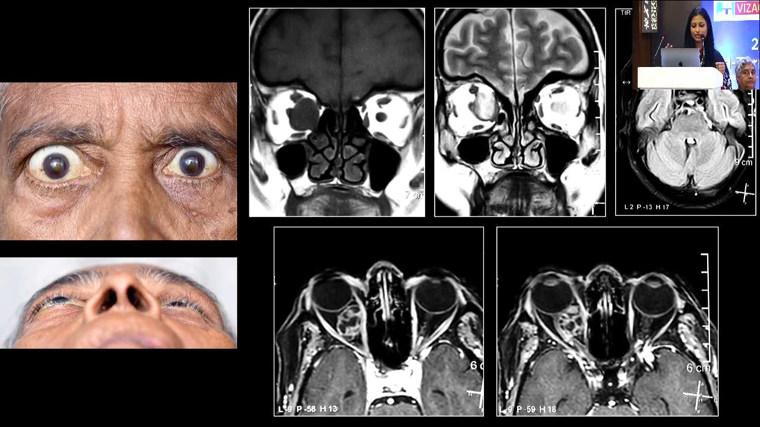information. Of course, we can see right at the outset that this is a large, well-defined intraconal lesion which is pushing the optic nerve laterally, and we can immediately jump to certain differential diagnoses like cavernous hemangioma of the orbit, schwannoma, SFT could also be one of the differentials. But let's look at what other information we can glean.